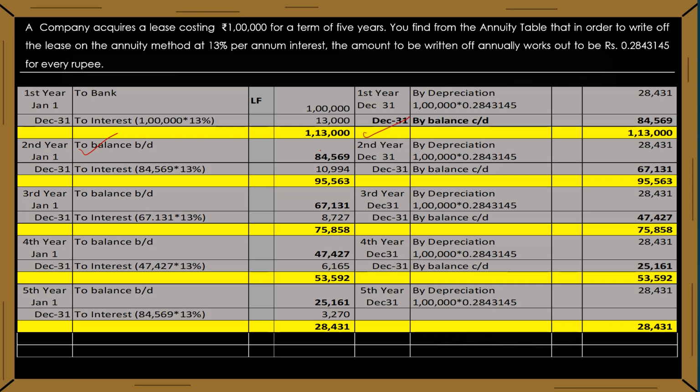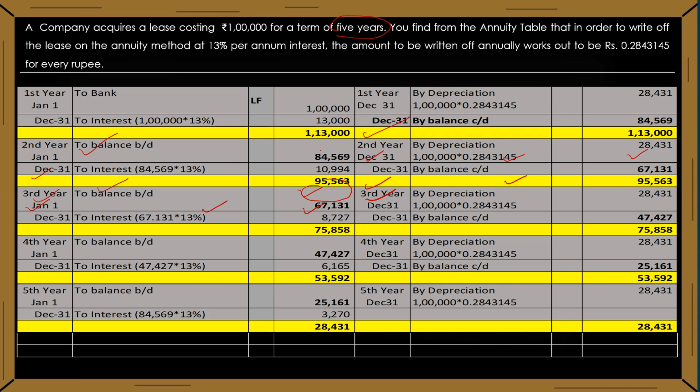Now we will do for the next 4 years because it is for the 5 years. Lease is for the 5 years. Okay, on December 31, we have written as by balance carried down 84,569. This will be brought down next year, second year, January 1, to balance brought down 84,569. Okay, interest is to be charged on December 31 on the opening balance. So the opening balance is 84,569 into 13% is 10,994 on the debit side. Similarly, depreciation has to be credited second year, December 31 by depreciation.